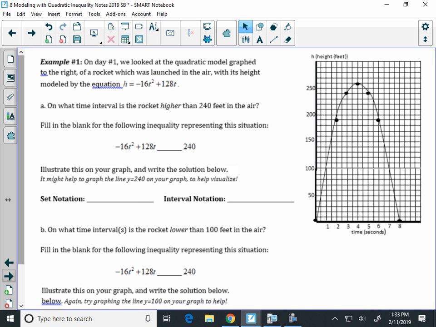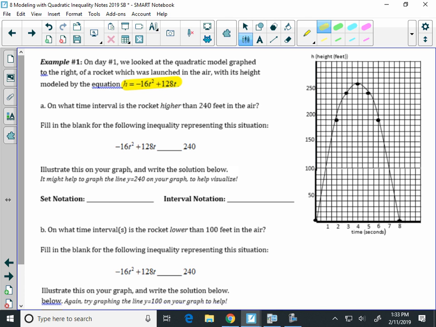It was talking about the height of a rocket. The height of the rocket here was given by the equation -16t squared plus 128t. Now the question is, on what time interval is the rocket higher than 240 feet in the air?